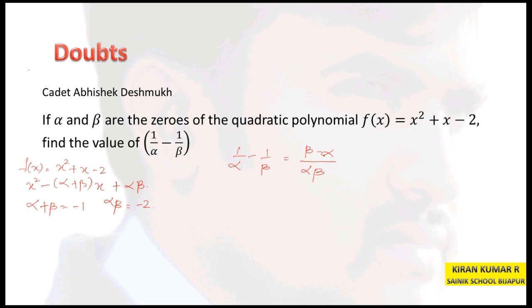Now how do I find this beta minus alpha? We have already found the alpha beta value. If you find the beta minus alpha value, then you can directly substitute and get the value of 1 by alpha minus 1 by beta. For finding beta minus alpha, I'll take this identity: beta minus alpha whole square. I'll write it as beta plus alpha whole square minus 4 times alpha beta. You can simplify the left hand side and the right hand side, and they become equal.